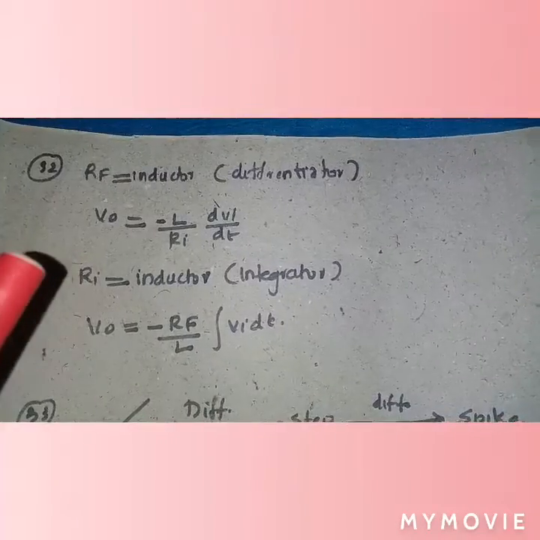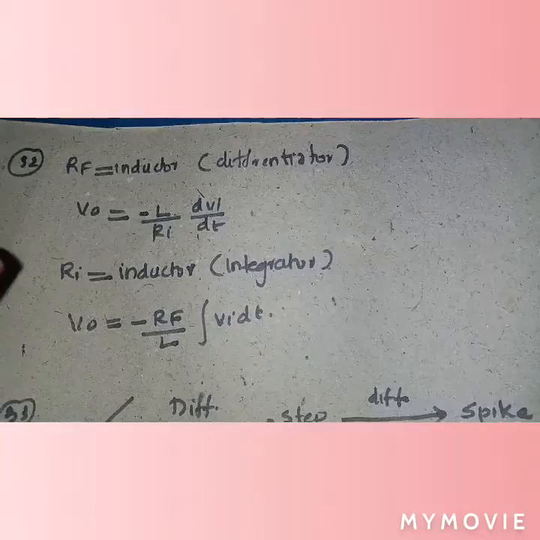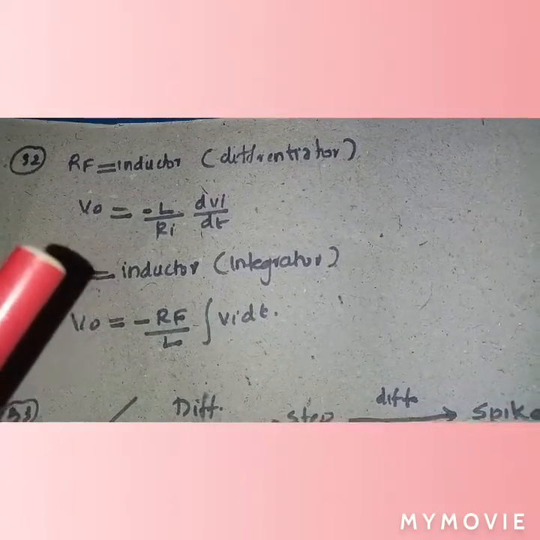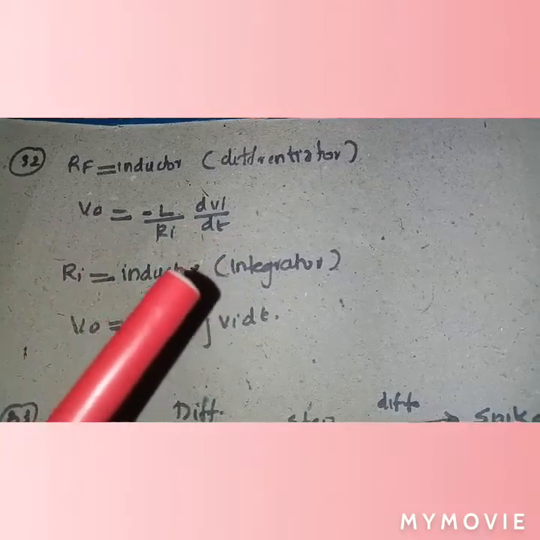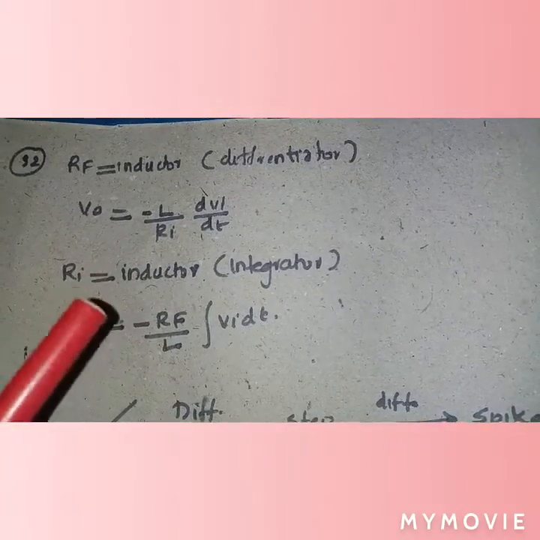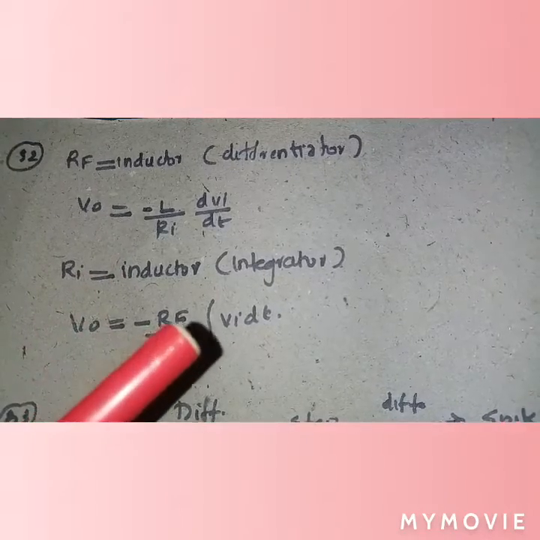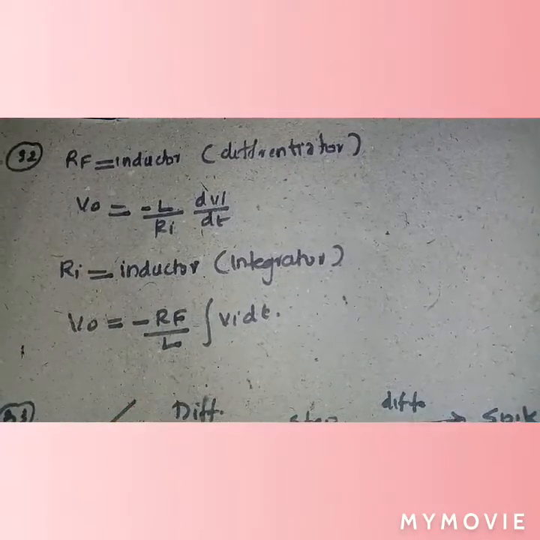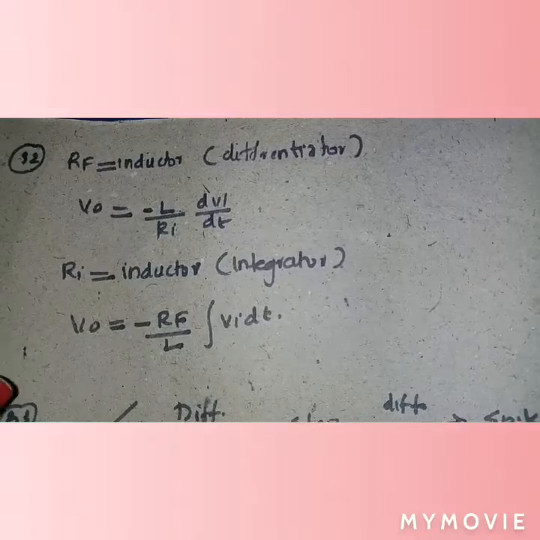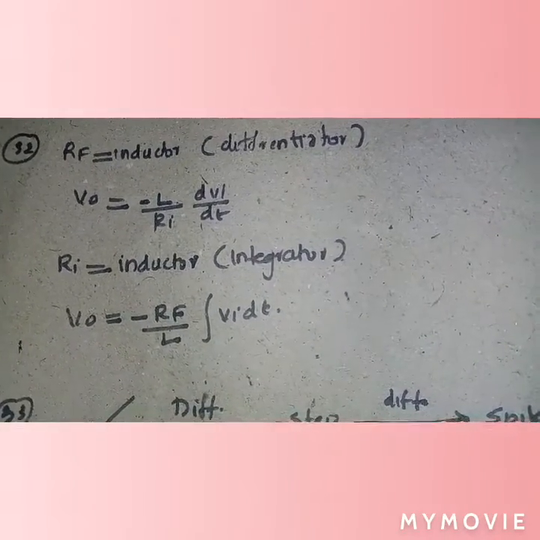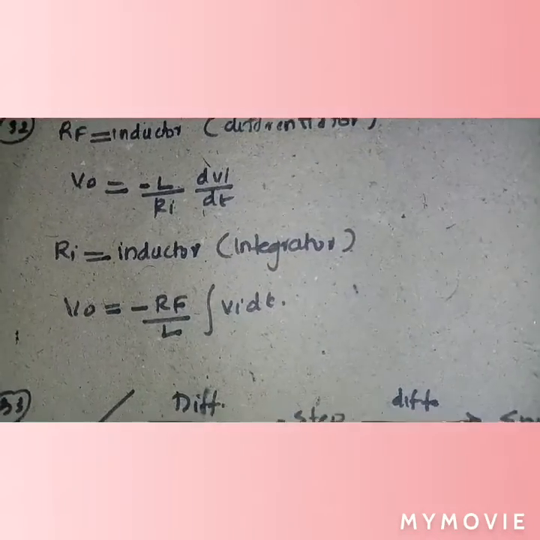In an op amp, if we change the feedback resistance to an inductor, it behaves as a differentiator. Vo is equal to minus L by Ri into dVi by dt. When the input resistance is replaced by an inductor, it behaves as an integrator, Vo is equal to minus RF by L into integral Vi dt.